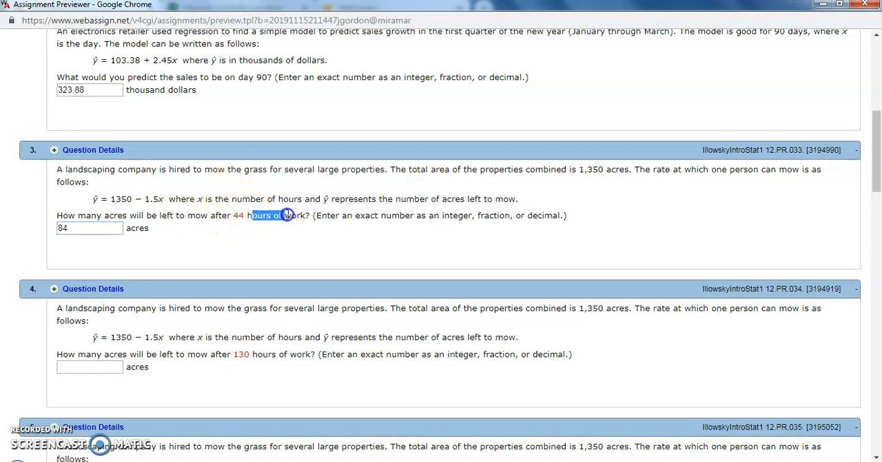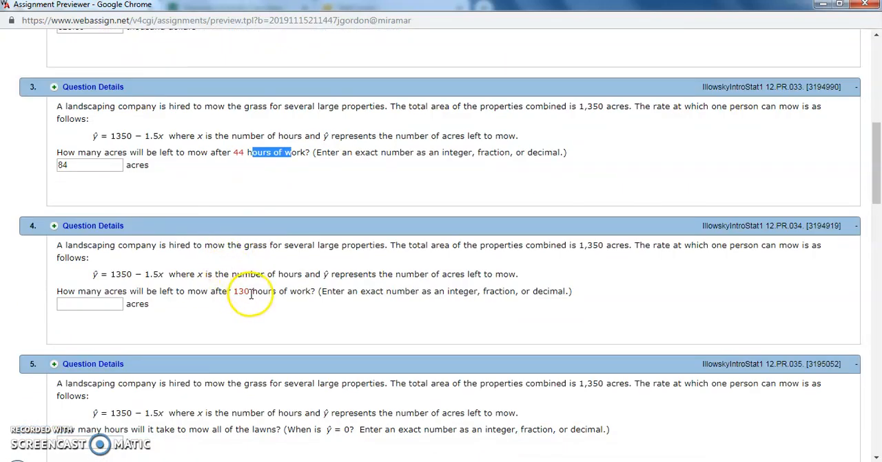X is the number of hours worked, so that's why we plug it in there. 130 hours worked, we plug that in for X, so we get 1350 minus 1.5 times 130, and we get 1155.